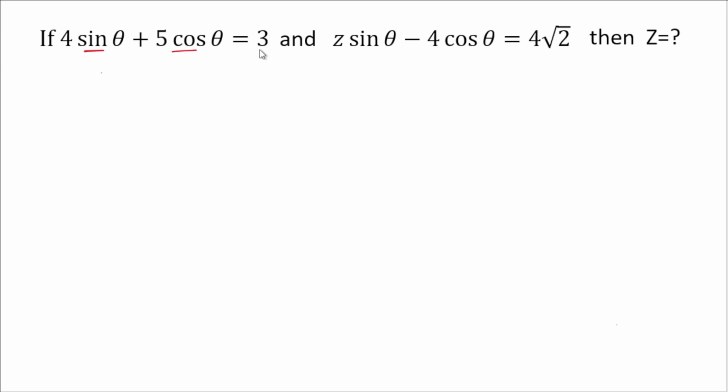Today in this video we'll solve this trigonometric problem: 4 sine theta plus 5 cos theta is equal to 3, and z sine theta minus 4 cos theta is equal to 4 square root 2. Then we'll have to find the value of z. So z here is the multiplier of sine theta.